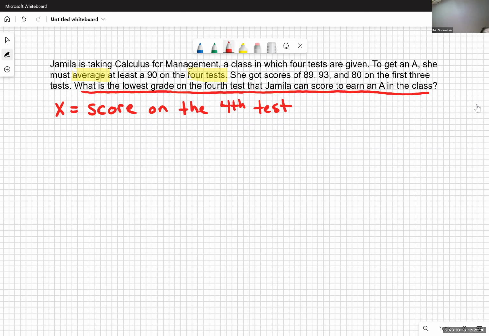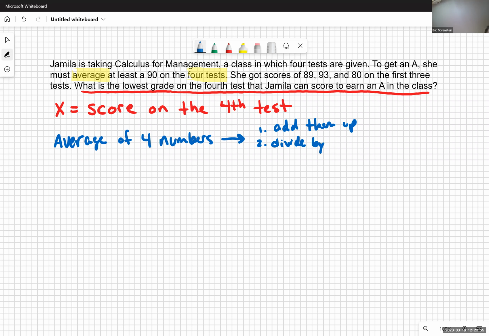So now, going back to the word average, let me just write this down. Average of 4 numbers. To do this, we must first add them up, and then second, divide by 4. And that's going to equal the average. Okay, so let's apply that definition of the word average to this problem.